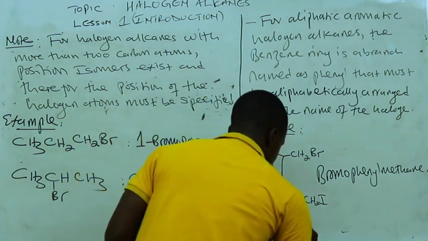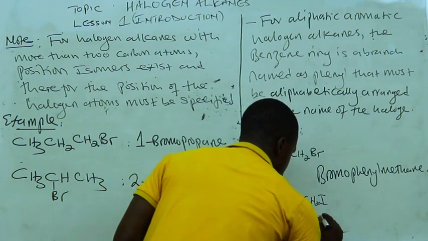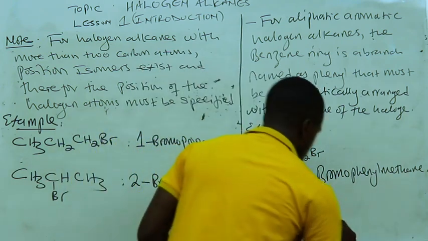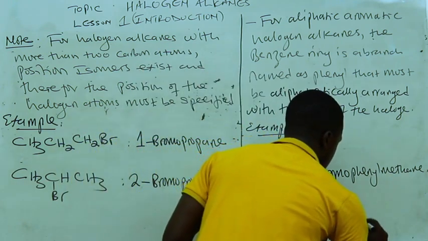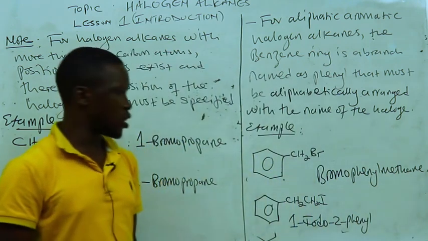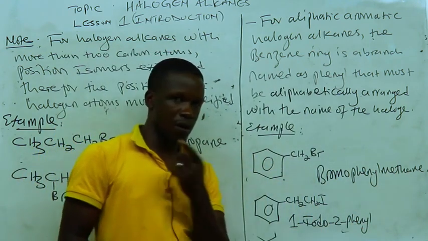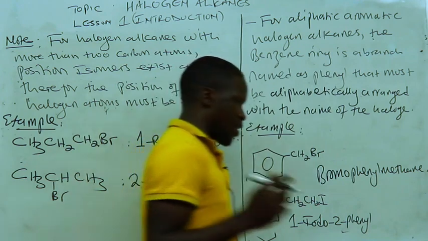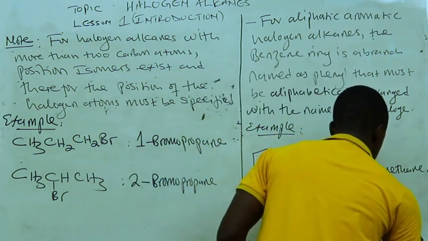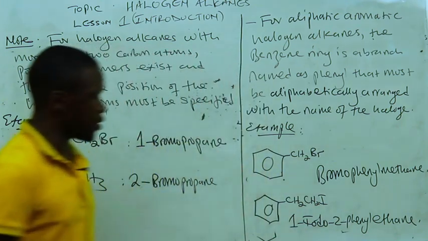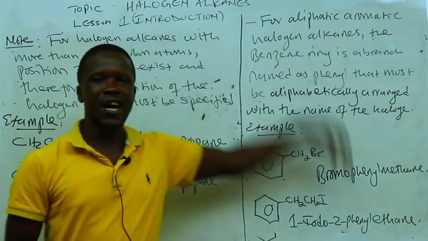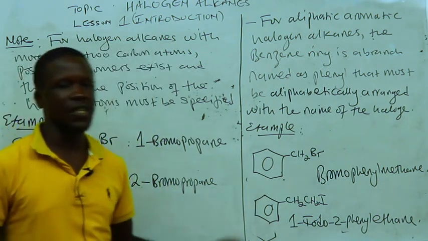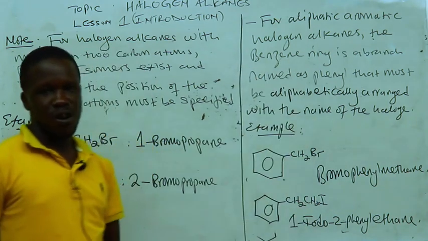So this is 1-iodo. And on the second one, I have the phenyl, 2-phenyl. I have arranged these groups, phenyl and iodo, alphabetically. And then the main carbon chain has 2 carbon atoms, so it's an ethane. Iodo phenyl ethane. This is the nomenclature of halogen alkanes. We looked at those that are cyclic, those that are aliphatic, those that are aliphatic aromatic. And that is their nomenclature.